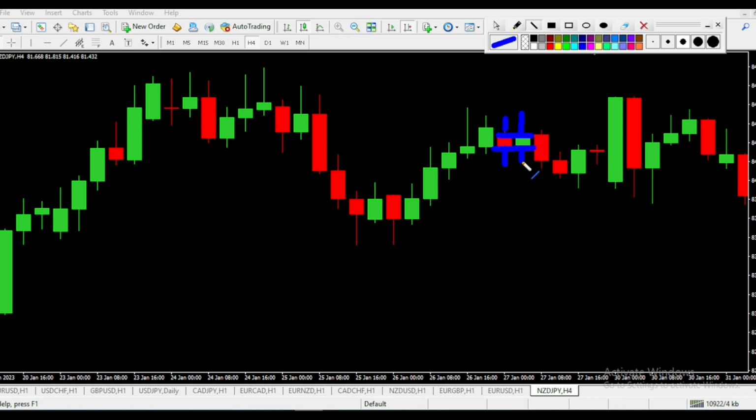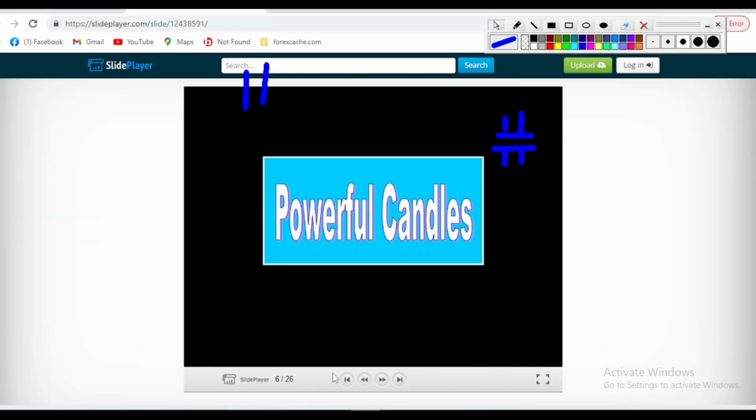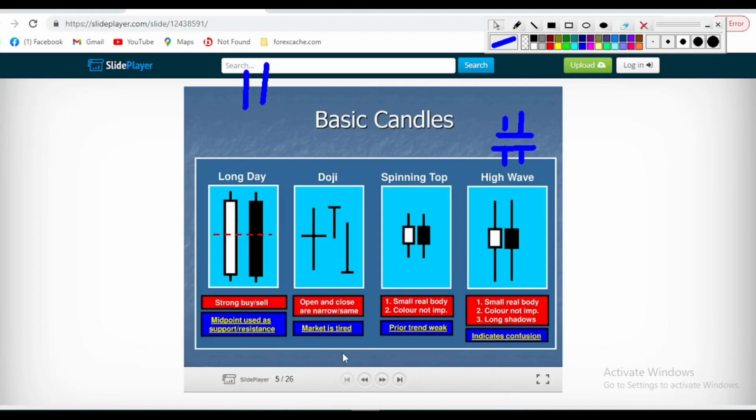So we also have the ones with the long shadow. So yes, we have that. All these candlesticks are formed in the market. We have all these in the market. This one, they are in the market. If you can check, yeah, this one, high wave. Now we have checked it.